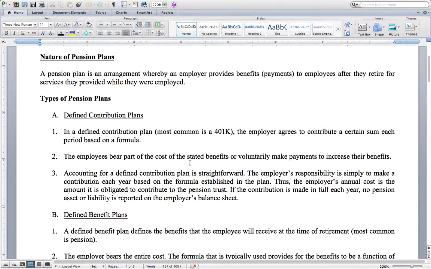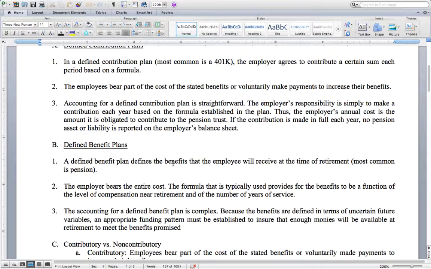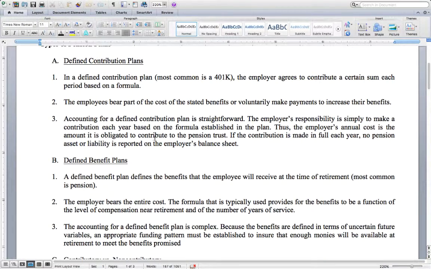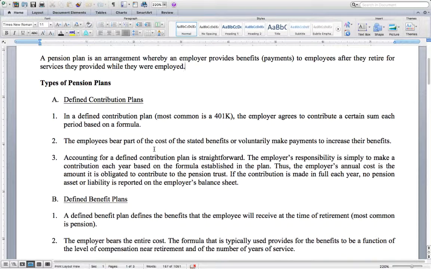There are a few types of plans for pensions, but I'm going to go through these two primary definitions and what the plans fall under. So we will cover just these at a high level. First is a defined contribution plan. A defined contribution plan is when the employer agrees to contribute a certain sum each period based on a specified formula. This is most commonly referred to as a 401k.